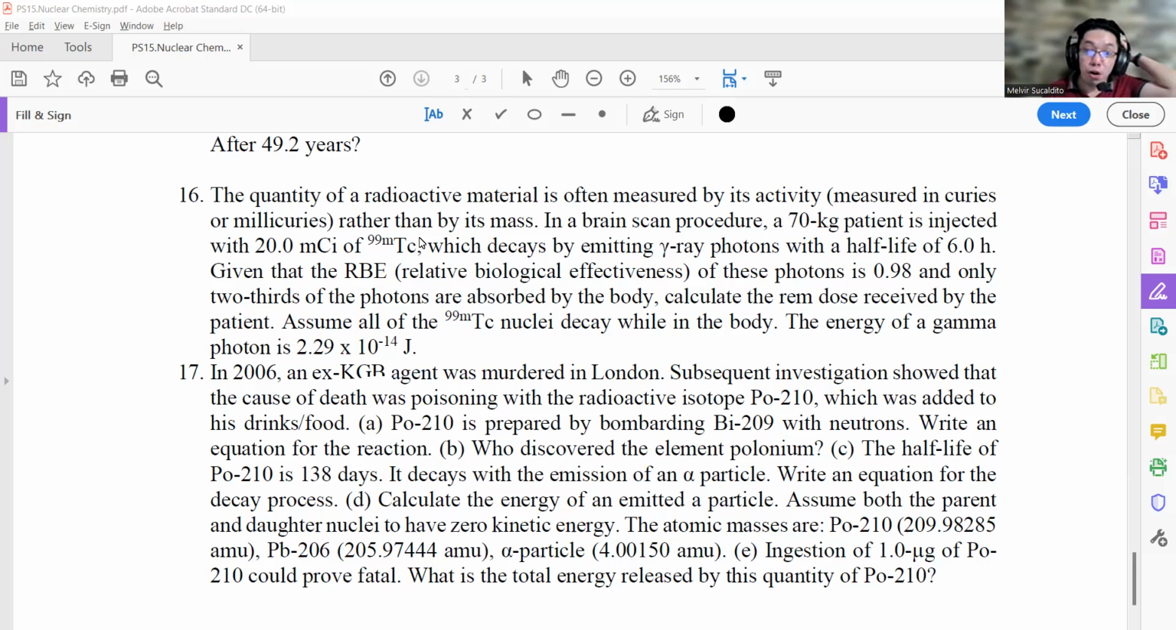M stands here for what? Milli. O hindi milli yan. 99m technetium. What's the m? I forgot. Oh, the metastable. Very good. That's the metastable technetium. And if it's metastable technetium, ano kaagad yung i-expect mong decay mode? Definitely you'll have a what?